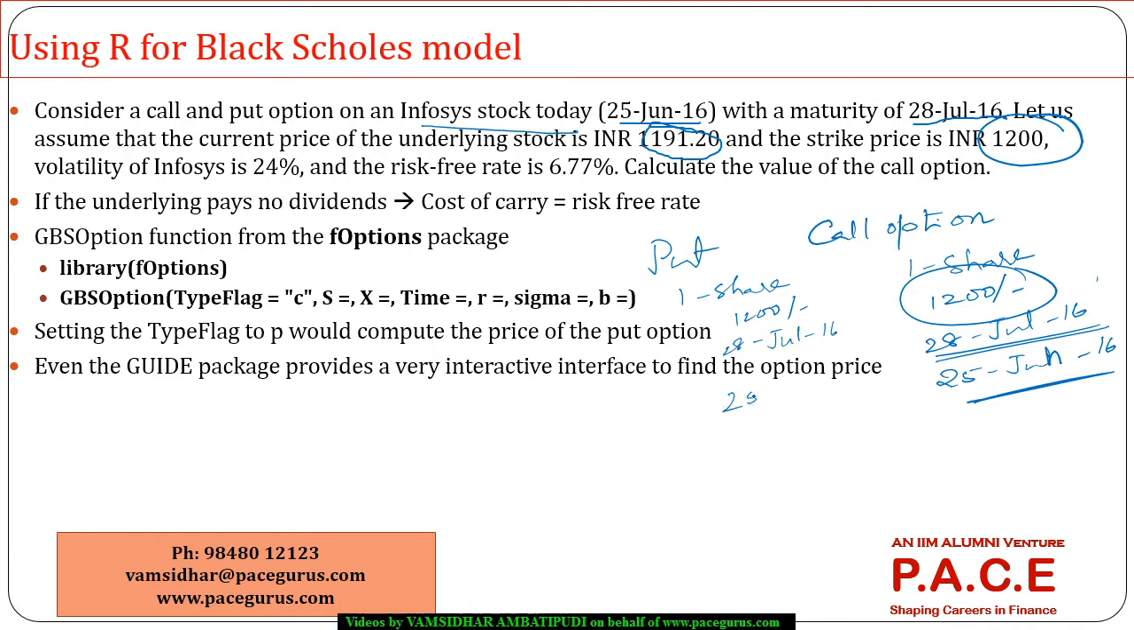And that contract I am getting on 25th June 16. So again, this gives me the right to decide whether I want to sell one share of Infosys on 28th July 16 at 1200 or not. If I want to sell it, I'll sell it. Otherwise, I'll expire it. So I'm getting an option, depending on whether I'm taking a call option or a put option, either to buy the share or sell the share on 28th July. But the option I am buying on 25th June.